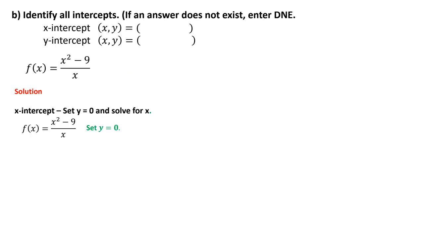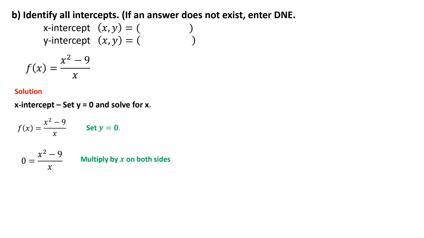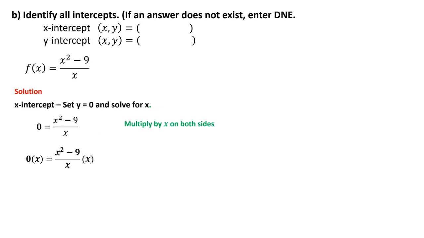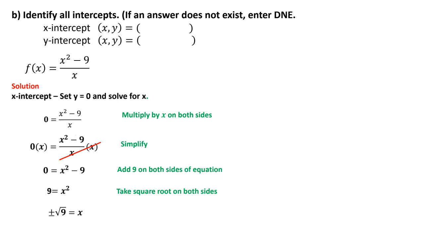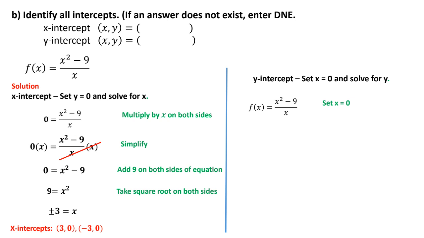Let's go ahead and solve for our x and y intercepts. To find my x-intercept, I set y equal to 0 and multiply by x on both sides. I get 0 is equal to x squared minus 9. I add 9 on both sides and take the square root of both sides, and I find that x is equal to plus or minus 3. So I have two x-intercepts for this problem: one at 3 and one at -3.